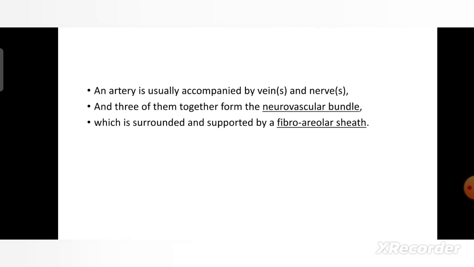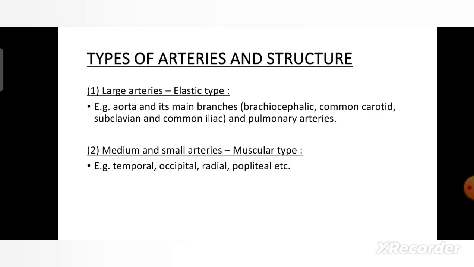Next is, an artery is usually accompanied by veins and nerves, and three of them together form the neurovascular bundle, which is surrounded and supported by fibroareolar sheath.